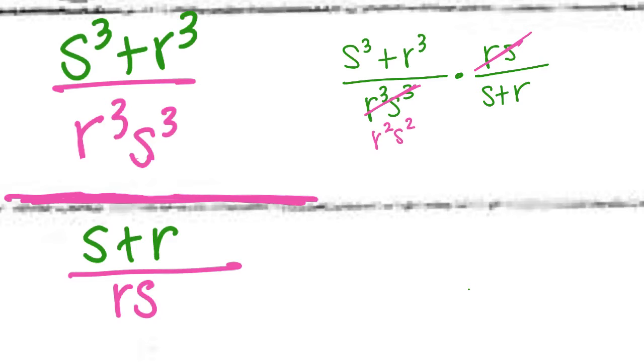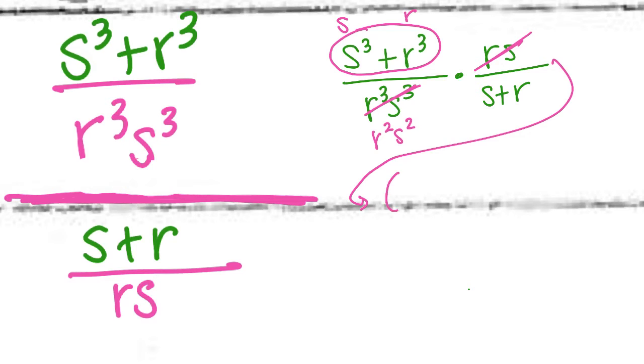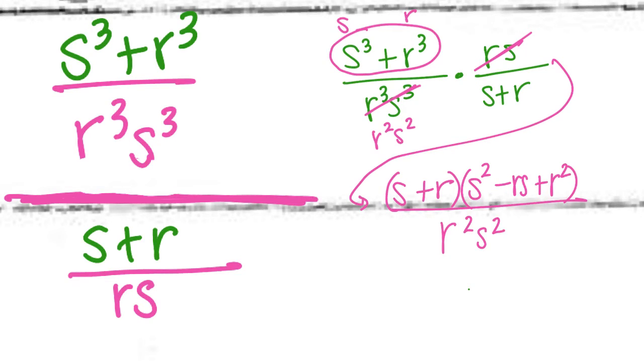Now, one other thing I notice is that this is a sum of perfect cubes. So I'm going to take a minute and factor this. The perfect cube root of s cubed is s. The perfect cube root of r cubed is r. So remember that this is going to be plus, minus, plus. And this is s and r. On the outsides, we're squaring them. And in the middle, we're multiplying them together. And this is all over r squared s squared.